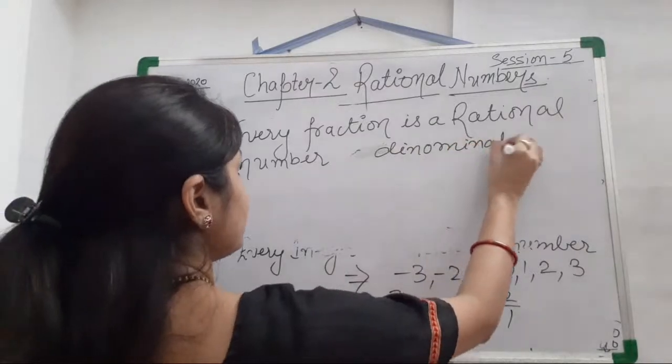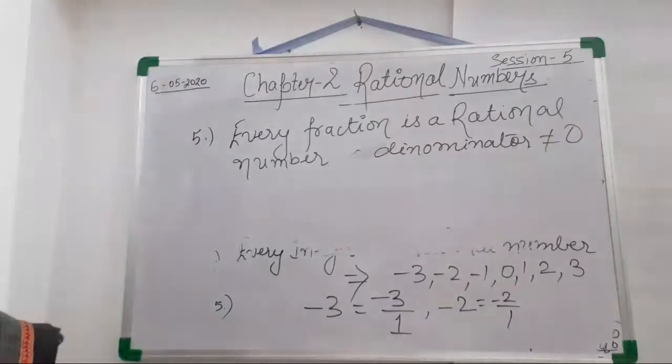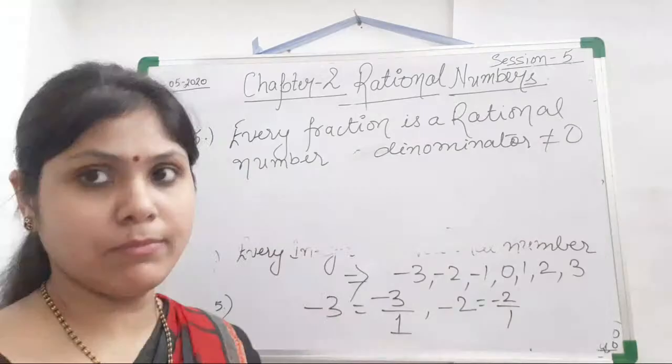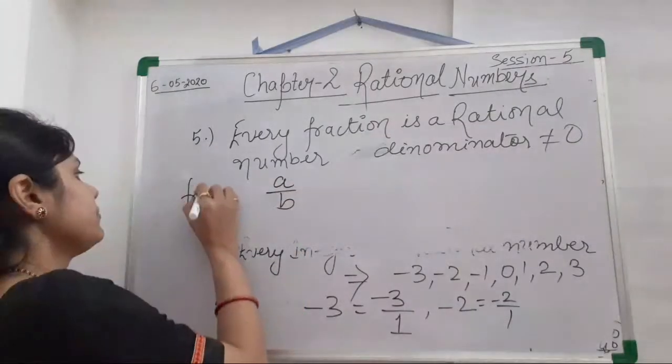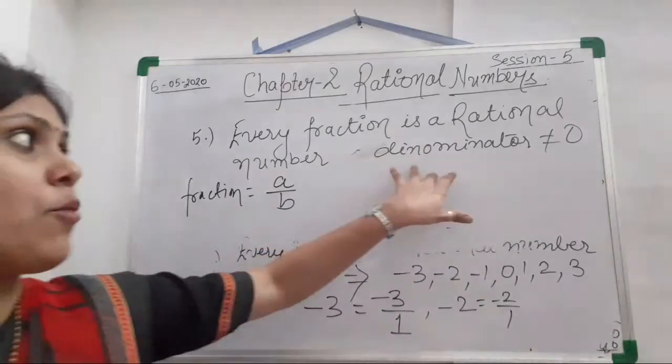Denominator should not be equal to 0. So next I am telling you, every fraction is a rational number. If a fraction is in the form of a upon b, and I said the denominator should not be equal to 0.